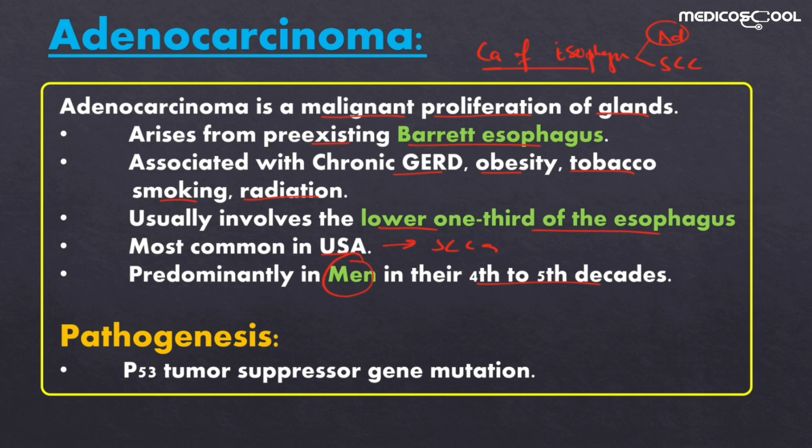Now, what is the pathogenesis of the adenocarcinoma? It is mostly due to the p53 tumor suppressor gene mutation. This mutation will cause increased proliferation of the cells of the esophagus and will lead to the adenocarcinoma. However, there is also evidence that there is translocation of the beta-catenin gene, and this will in turn lead to increased proliferation of the esophageal cells.